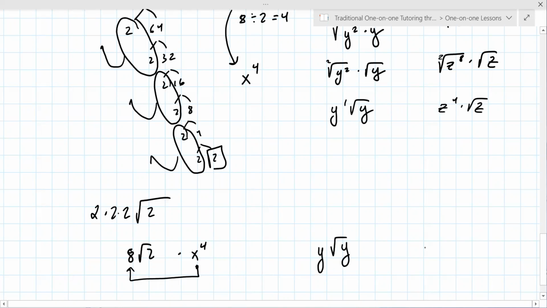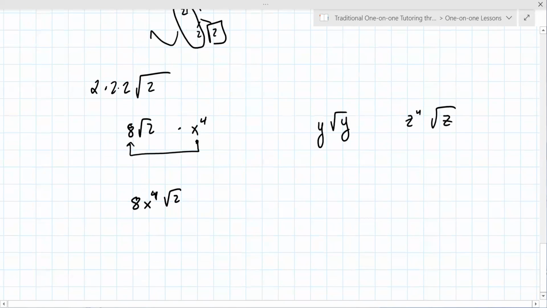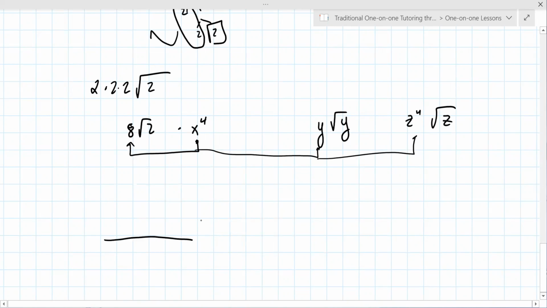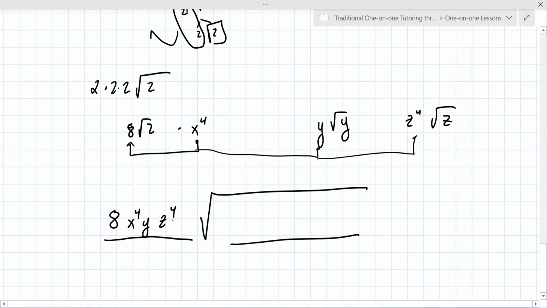So now if we look down here, we have y square root y, z to the 4th square root z. What I was trying to show you earlier is that you can combine certain stuff. I'm going to get rid of this line here. You can combine the stuff that's outside the root. There's the part outside the root, and the part inside the root. The part outside the root is the 8, the x to the 4th, the y, the z to the 4th. Inside the root is the 2, the y, and the z. So whatever comes out stays out, and whatever is in stays in.